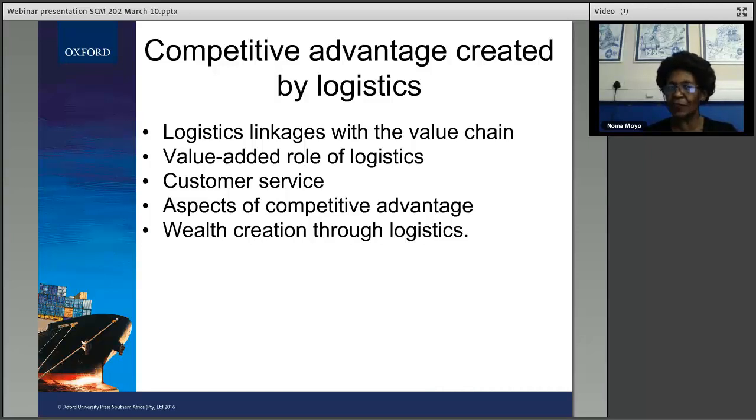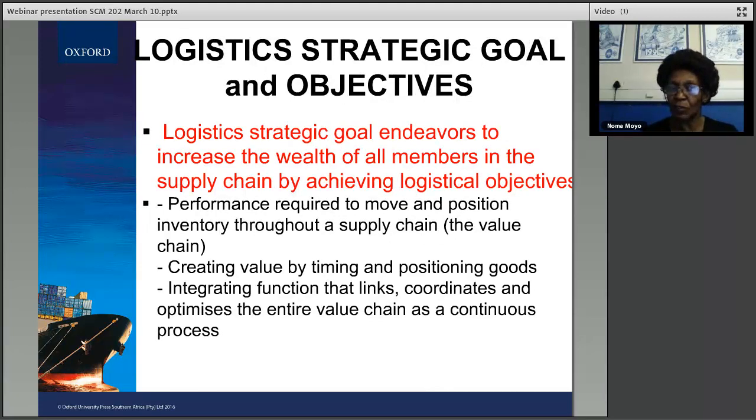Logistics creates competitive advantage. We looked at the competitive advantage created by logistics, those that were there in the first webinar. I went through this with them, but I will rush through it so that, as a revision, those that were not there can catch up. So we are saying competitive advantage created by logistics, logistics linkages with the value chain, value-added role of logistics, customer service, aspects of competitive advantage, wealth created through logistics. Then the logistics strategic goal and objectives.